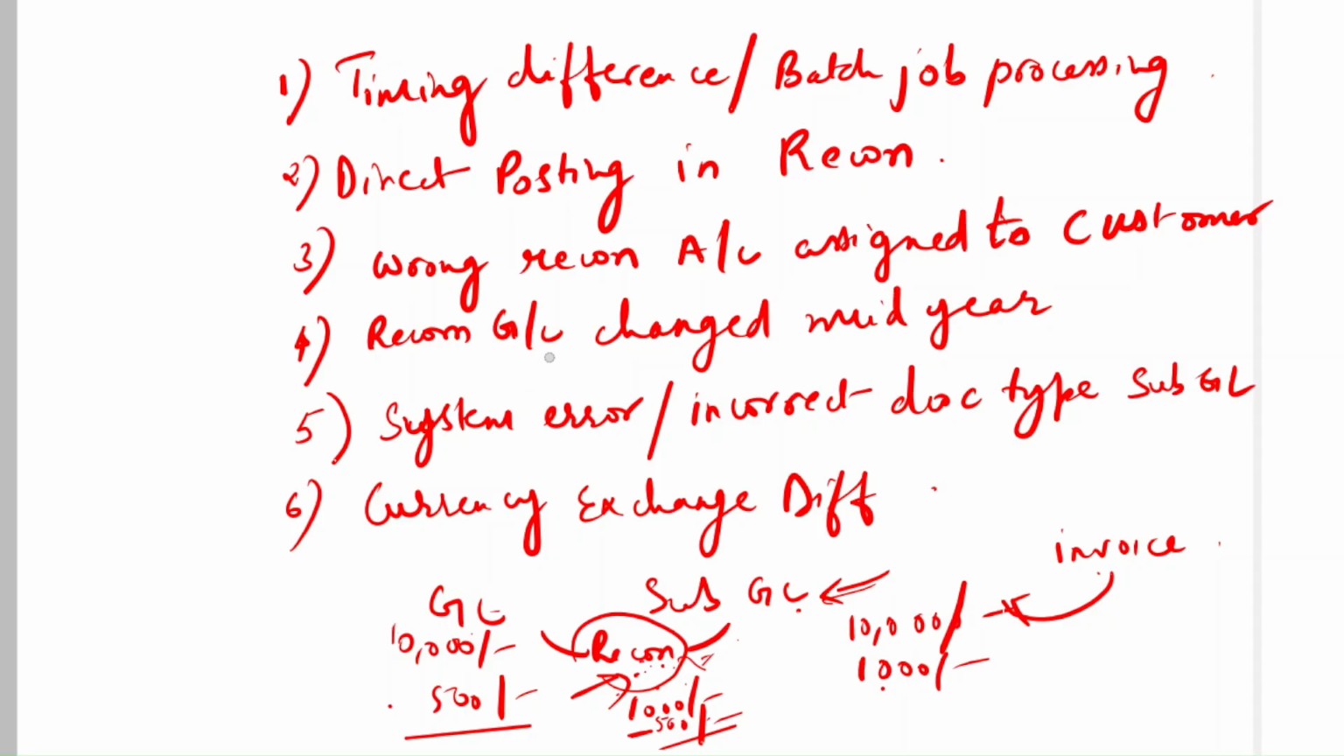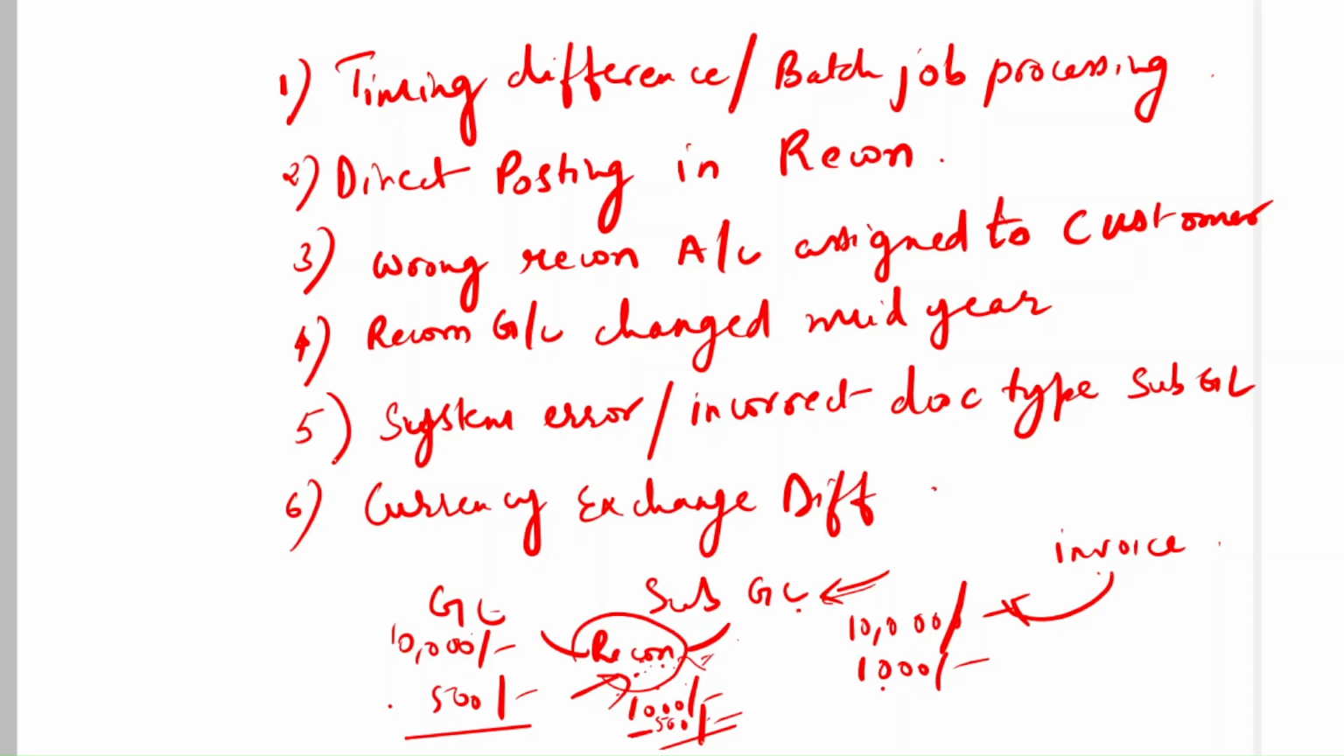Other reason could be there could be a change in the recon account mid-year. So the company decides that, okay, now we need to streamline our accounts. Let's use a new control account. Let's create a new recon GL. So new transactions will come into the new GL. Older transactions will be continuing to be in the older recon GL. So that could result in a difference. Or there could be system errors. So let's say the batch job didn't process properly, or there could be currency exchange differences. So all of these can result in breaks between your GL and sub GL.